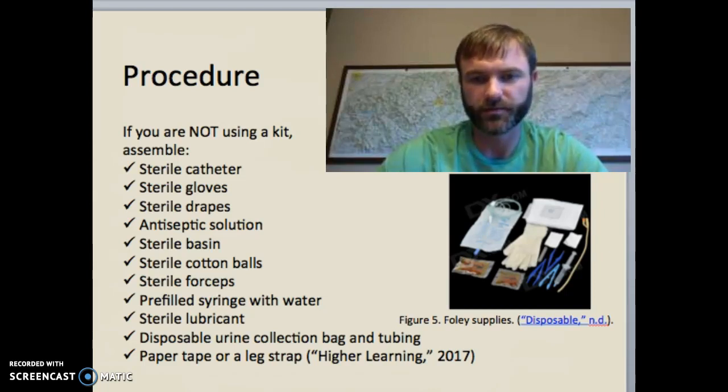However, if you are not using a kit, you should also assemble the following supplies: a sterile catheter in the appropriate size, sterile gloves, sterile drapes, one with fenestration. This means it has a small window in the middle of the drape. Antiseptic solution such as betadine. However, use castile soap or hibiclens if the patient reported iodine sensitivity. A sterile basin, sterile cotton balls, sterile forceps, pre-filled syringe with water, sterile lubricant, disposable urine collection bag and tubing, and paper tape or a leg strap.